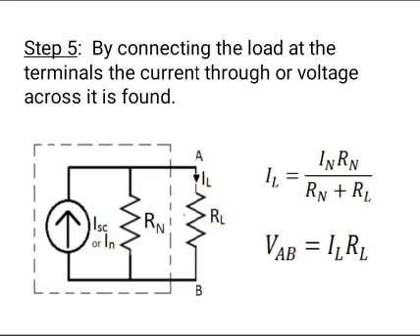Next we must calculate the voltage across A and B. That means the voltage at the terminals A and B, VAB equals IL into RL. Like this, we can calculate the current through or voltage across A and B.